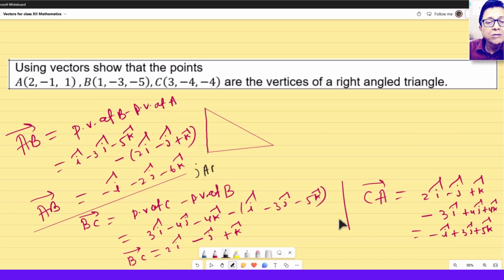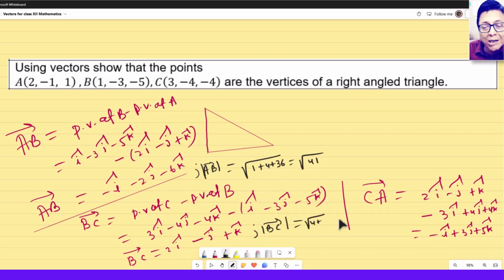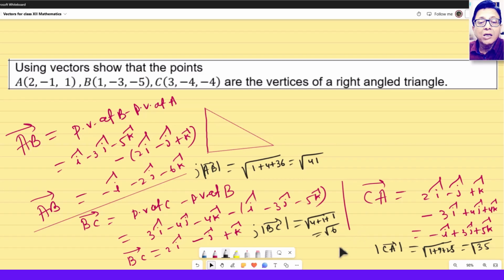Mod AB is what? We want to see whether the Pythagoras theorem is satisfied or not here. This will be under root, just the modulus of the vector. Root 41. Mod BC is root 11. And mod CA is what? Root 35. Okay. So what have you got there?